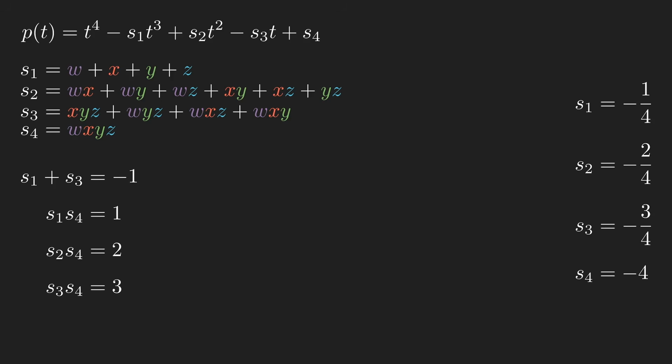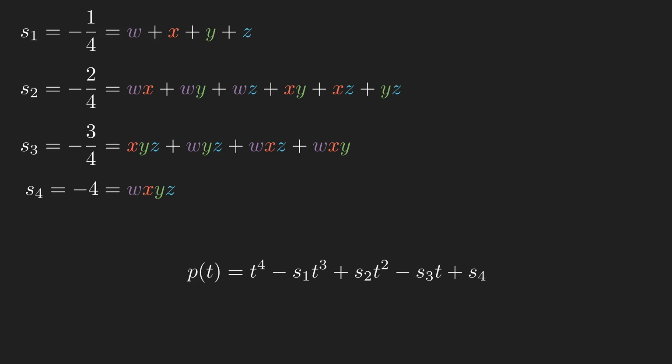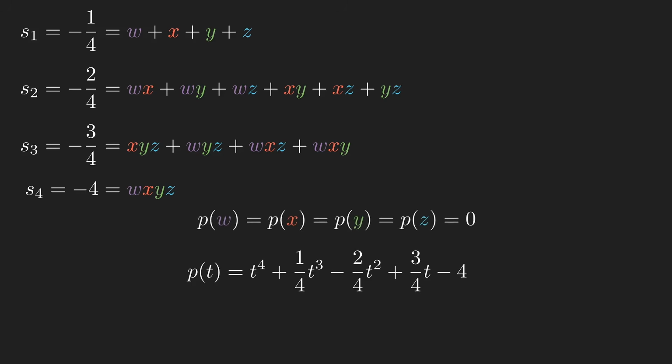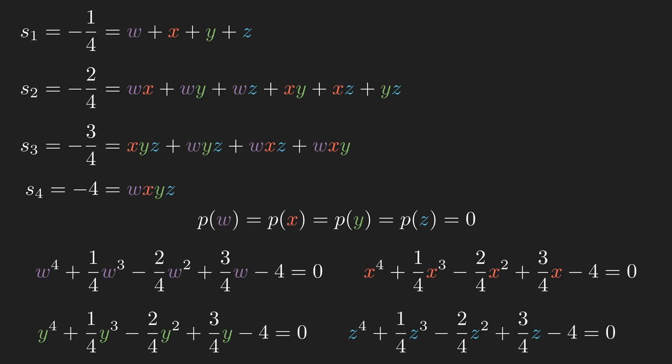Phew, we solved for S1, S2, S3, and S4, so we can plug these values into p of t to get p of t equals t to the fourth plus a fourth t cubed minus 2 fourths t squared plus 3 fourths t minus 4. And, because we specifically constructed p of t so that w, x, y, and z are all roots, these four equations must be true. Neat.